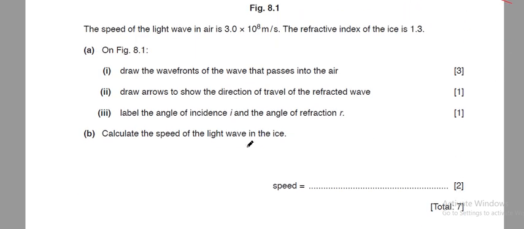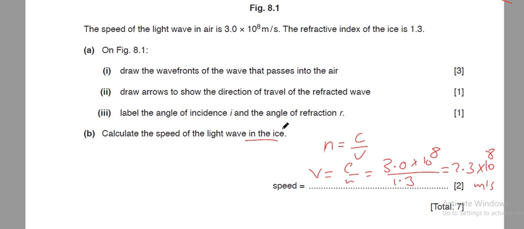Calculate speed of light wave in ice. We know that n is equal to c, speed of light in air or vacuum, over speed of light in medium. So the speed of light in ice would be c over n, which is 2.3 times 10 to 8 meter per second.